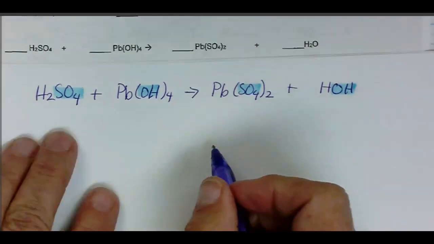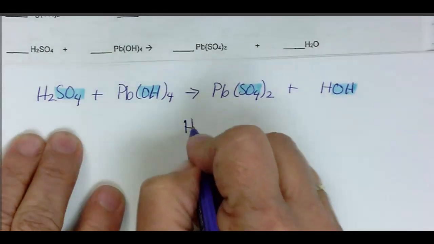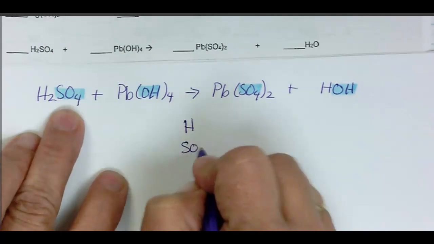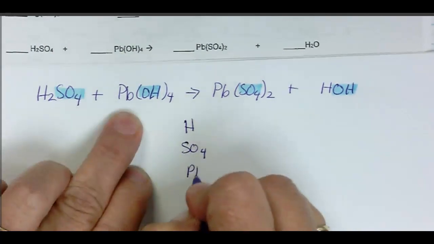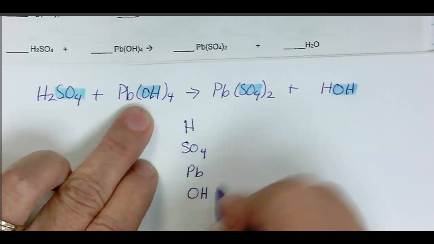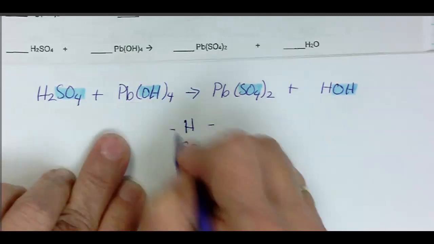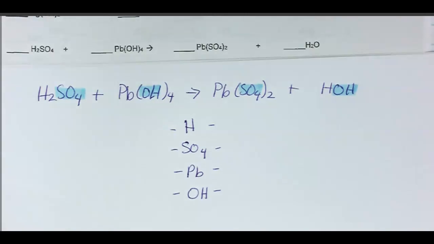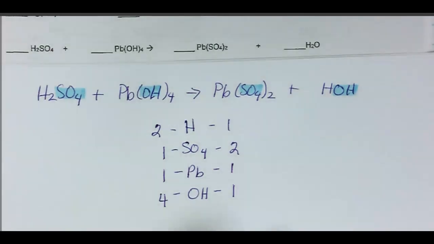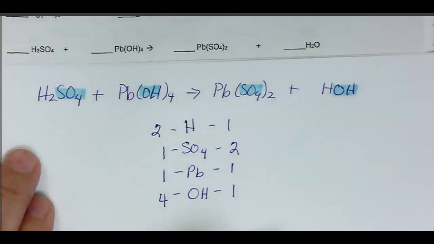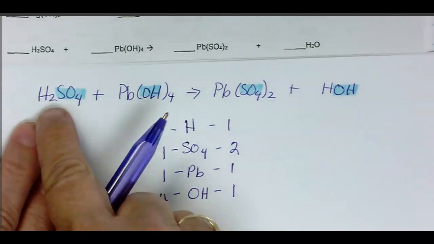And go ahead and write down your elements. So I have hydrogen, I have my sulfate, I have lead, and I have OH. Okay, and do your count. Okay, so let's go ahead and get started here. Let's start, why don't we just start with the hydrogens again.